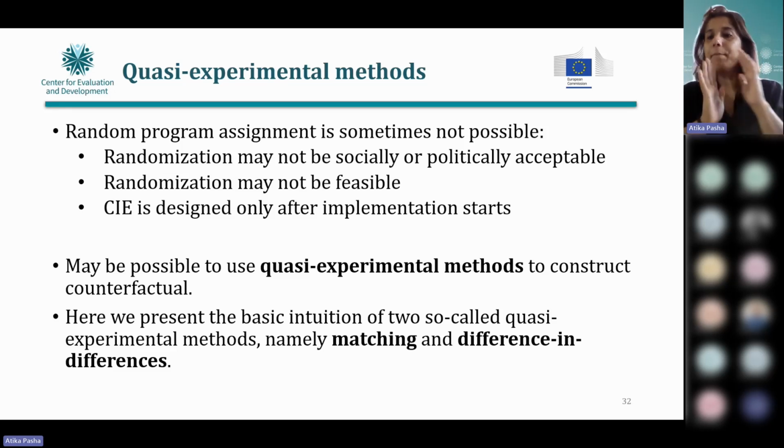And because you're trying to mimic what's happening in an RCT, the idea is that the RCT is still what we consider the gold standard, but we can try to mimic it using other methods. And specifically, we're talking about two methods, which are matching and difference in differences.